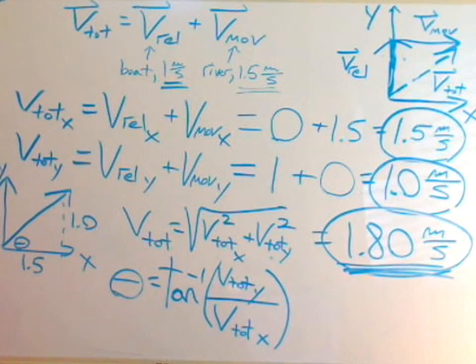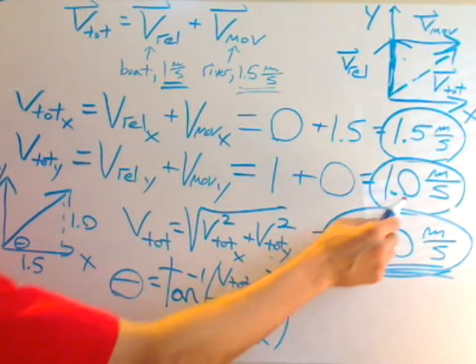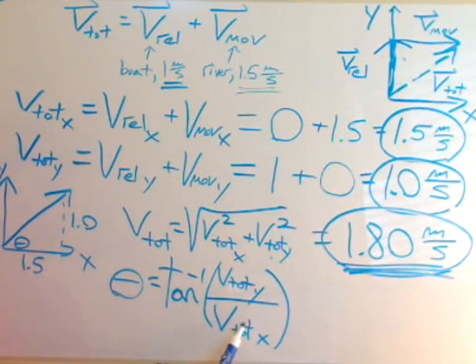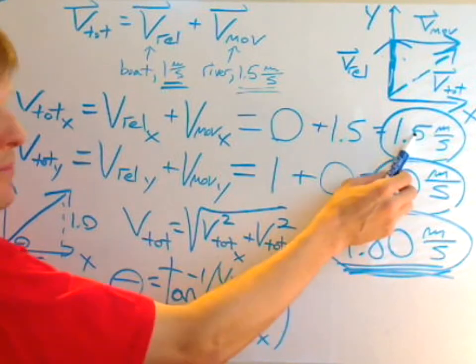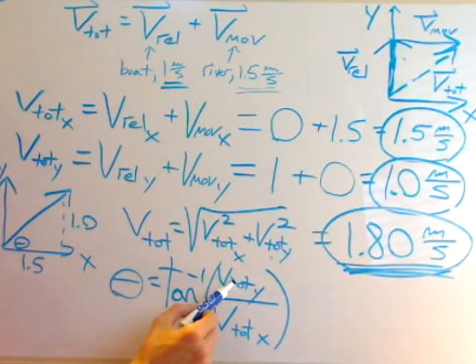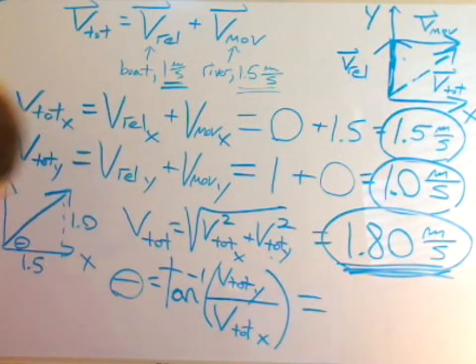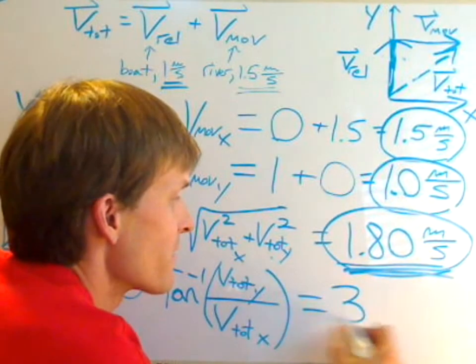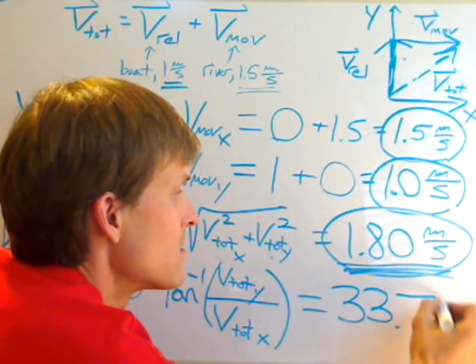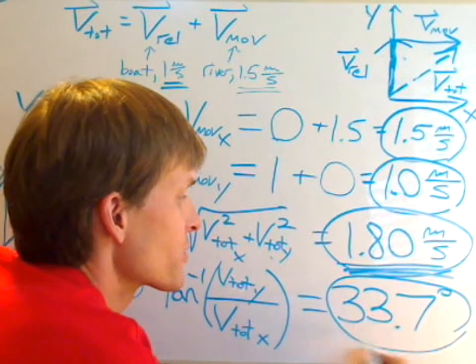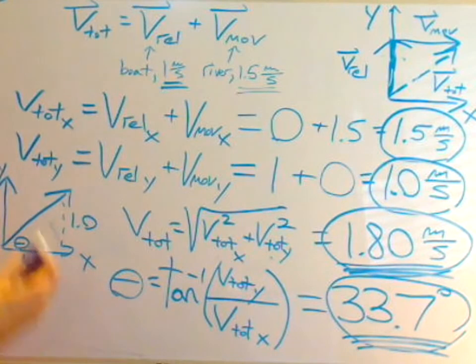And so our total y component is 1. Our total x component is 1.5. So we take 1 divided by 1.5 here, and then we take the arctangent of that. And the angle we get is 33.7 degrees. So there's the direction the boat takes. The boat makes an angle with the shore that's 33.7 degrees.